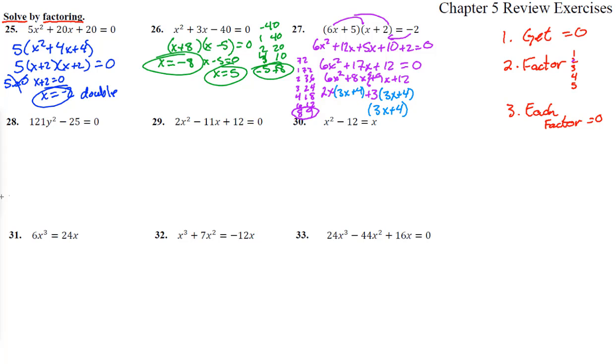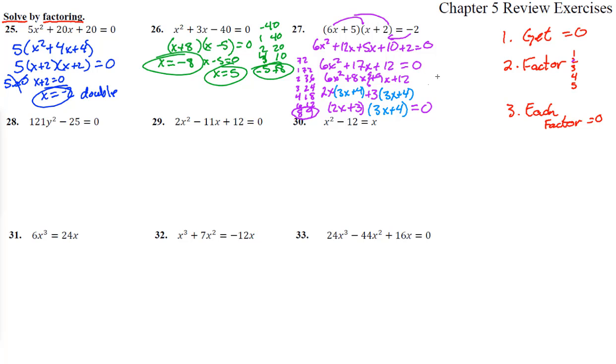And we're left with a 2x plus the 3. Oh, good. And that's equal to 0. Woo! That one took a long time to get through the factoring step. And now we're down here. Let's let each one of these equal 0.